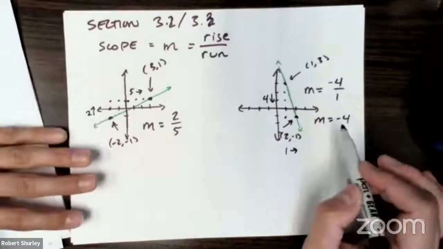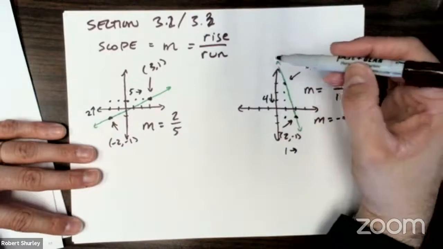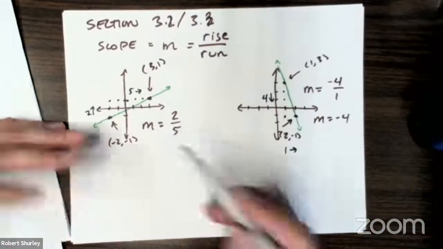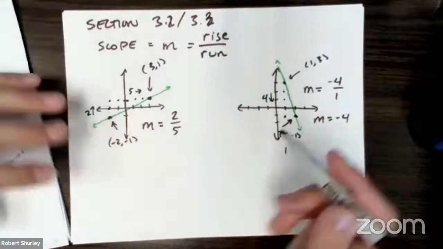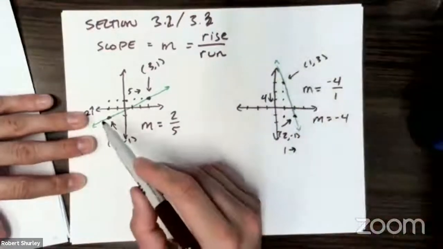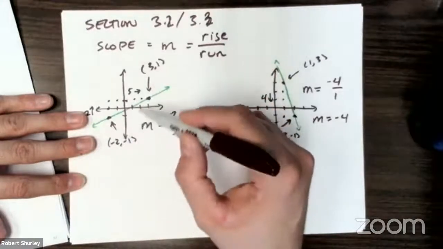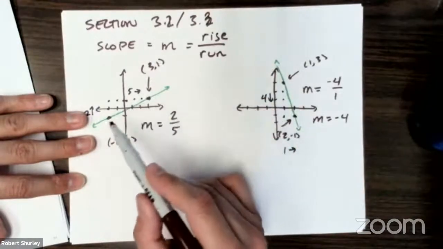Okay. And notice this -4 is a steep slope, right? 2/5, which is like 0.4, is a small number. It's not as steep of an incline. A +4 is going to look like this. 0.4 is going to look like that.